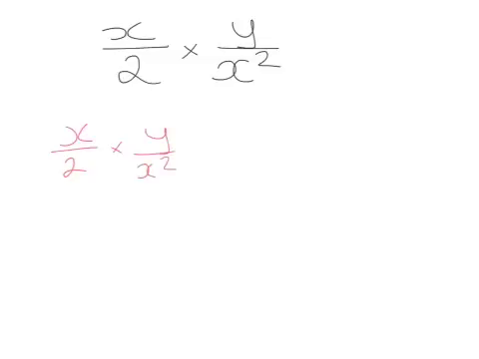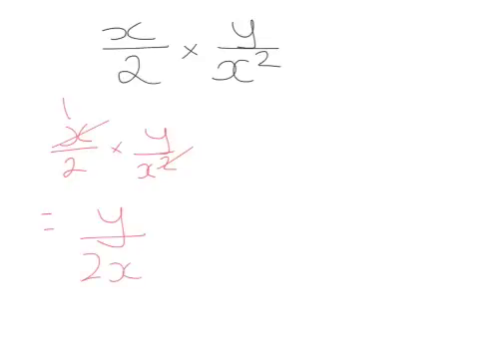So obviously x and x squared have a factor in common. It's x. X will go into x once and it will go into x squared and leave you with just x. So this is now a half times y over x. So y times 1 is y, and 2 times x is 2x.